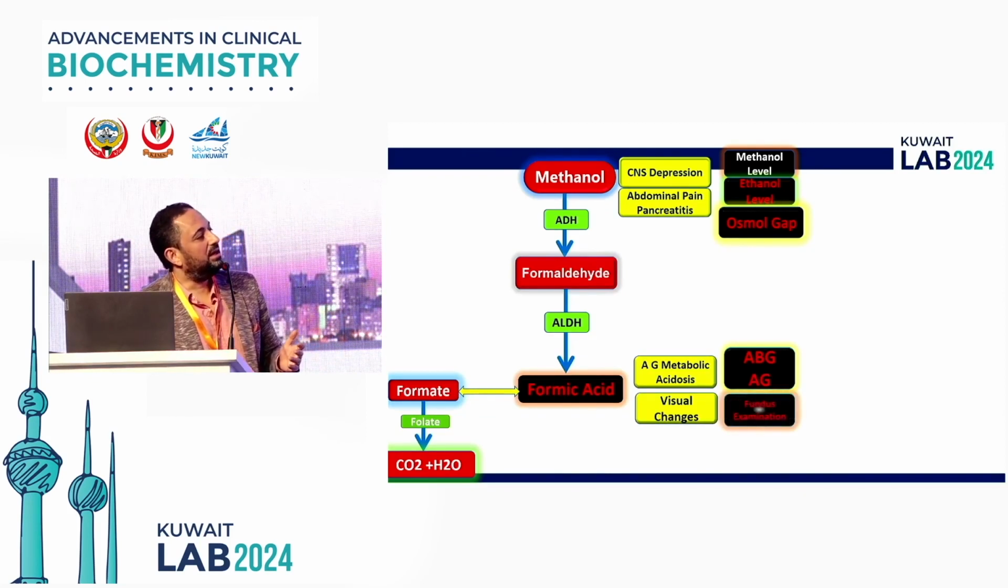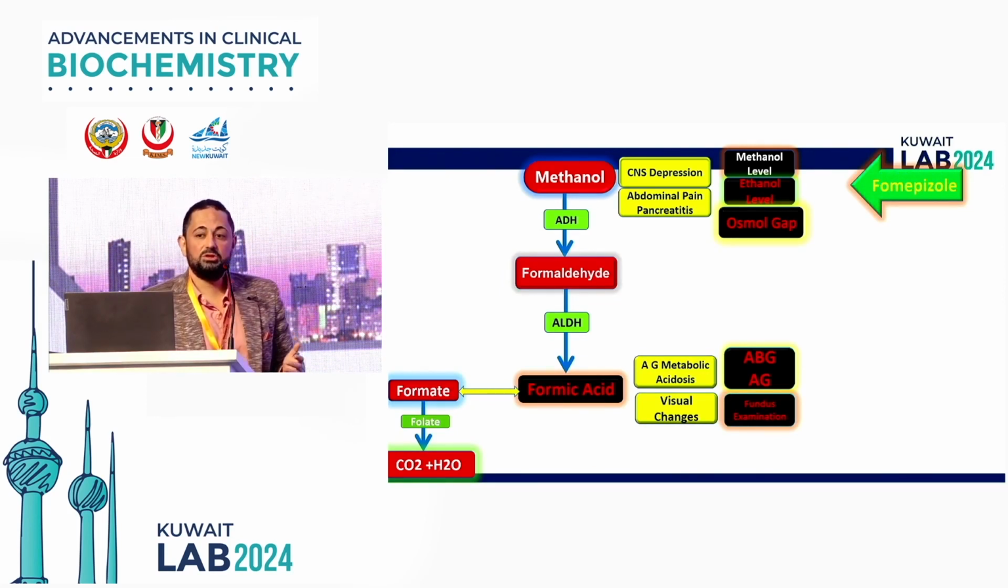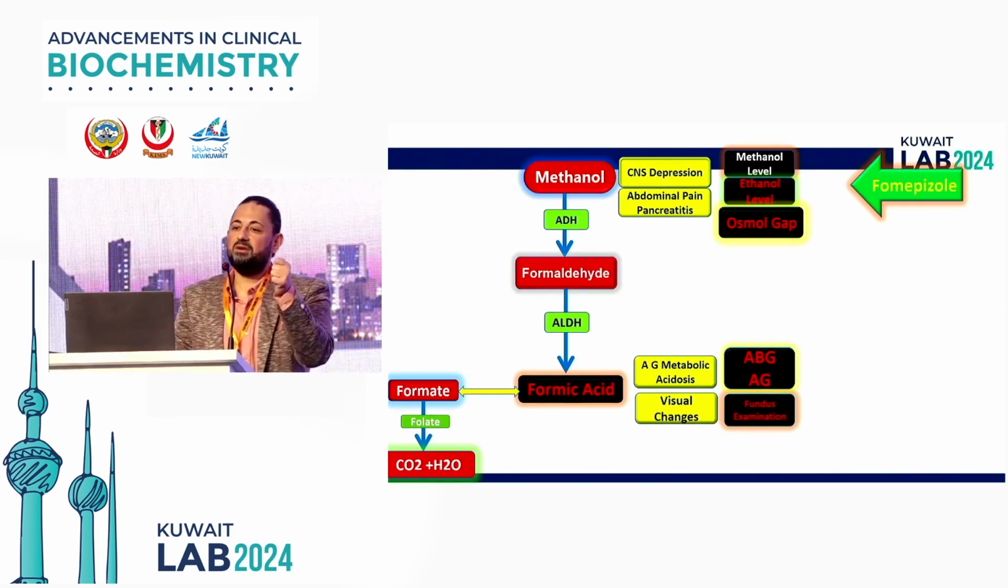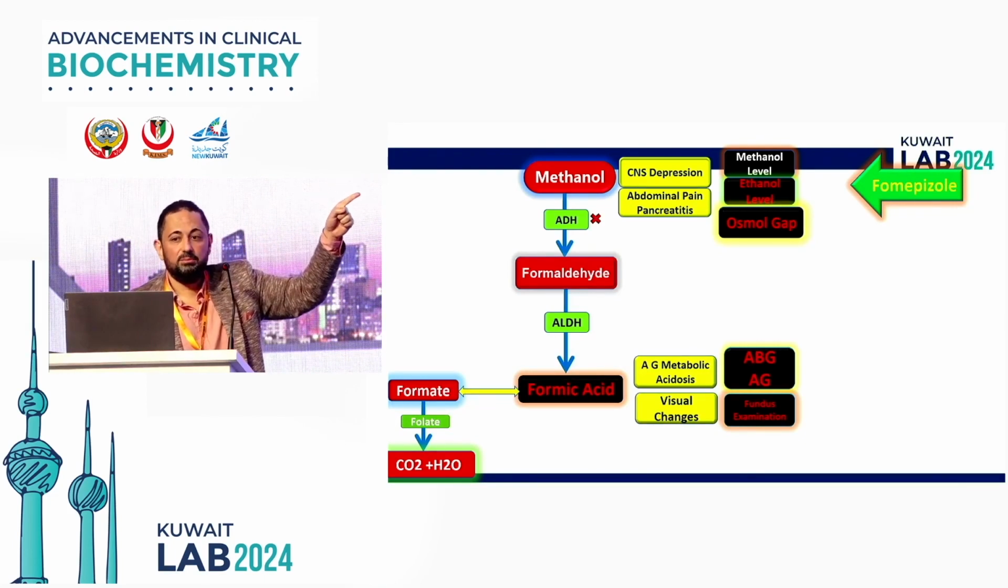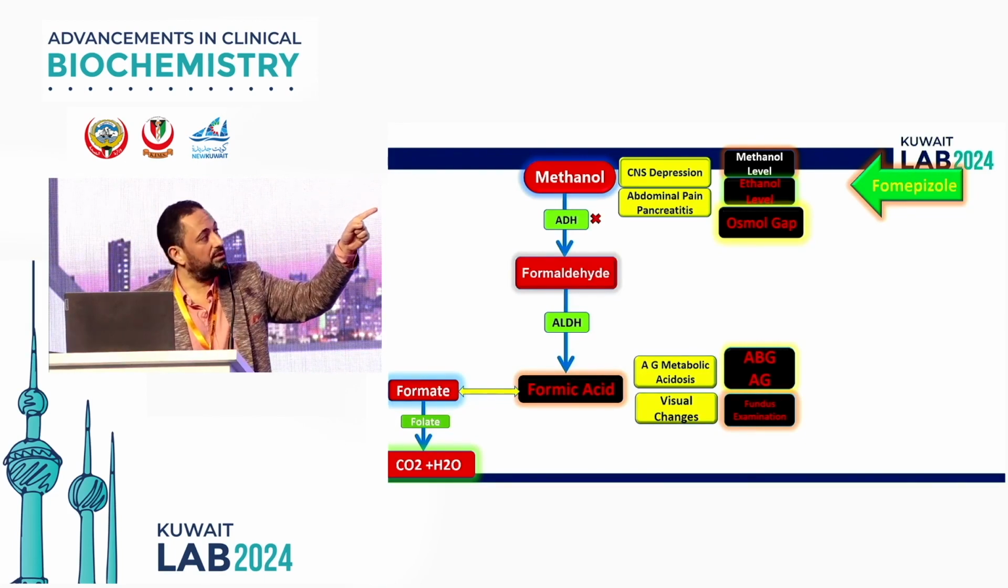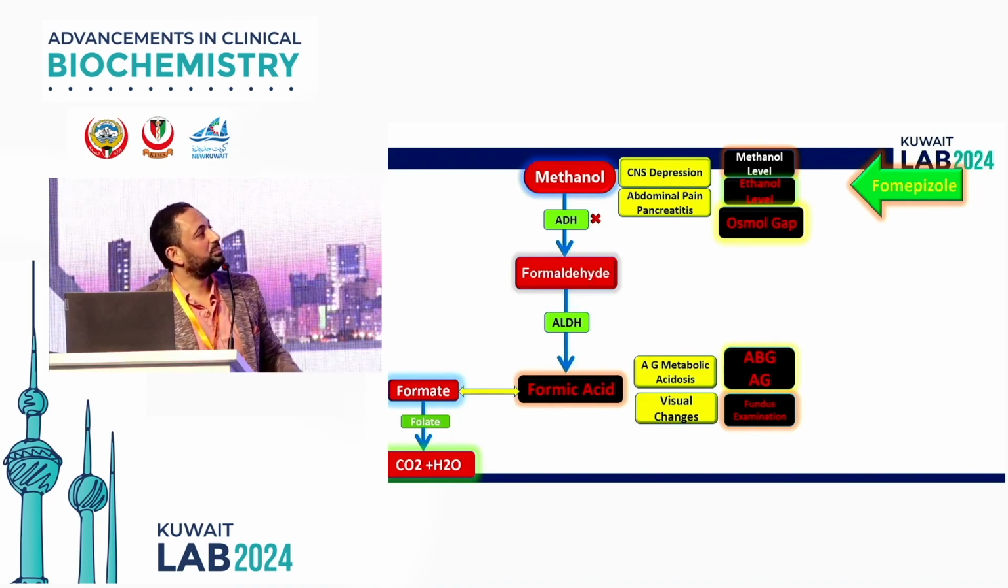What is the treatment? Fomepizole, which is costly. One vial, I think, equals about $1,000. It blocks this enzyme, and fomepizole is overused by medical staff. You will see examples in the next few slides.